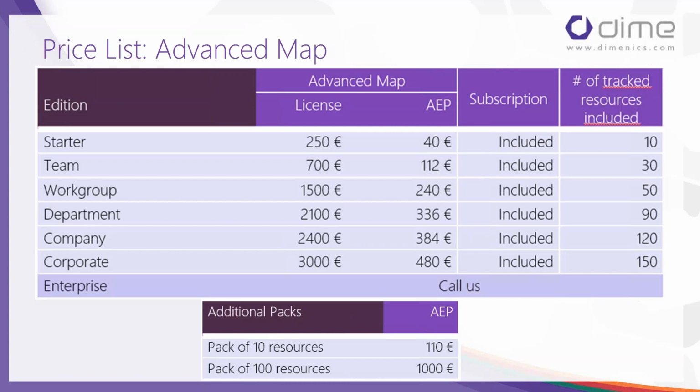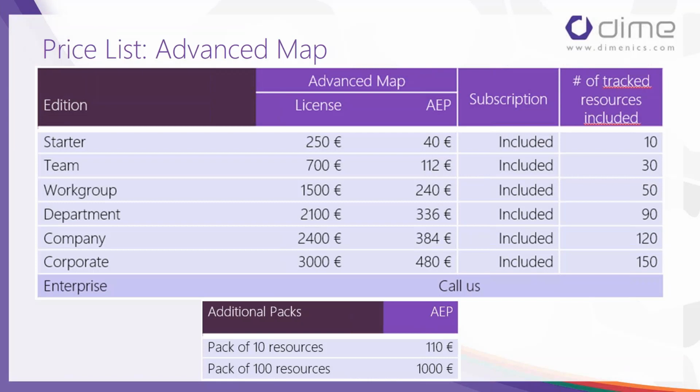In the past, we always included the maximum amount of resources for every tier for the map, which means if you were ordering a workgroup edition, you actually were buying the advanced map features for all 150 resources. Now we've decided to split it up, making it a lot cheaper for the end customer. If you do buy the advanced map now, within the license fee, there will be already a number of resources included. For example, for the workgroup, you will get 50 resources included, which dramatically lowers the price.